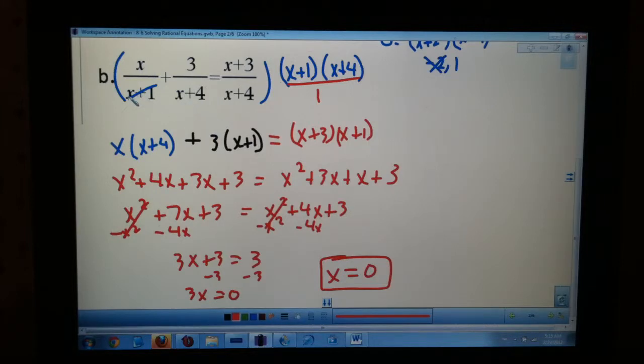Double check it just to be sure it doesn't mess anything up. Let's write it out here: 0 divided by 1 plus 3 divided by 4 equals 3 divided by 4. That's nothing plus 3/4 equals 3/4, and that's true. Okay, so anytime you need a rational equation solved, simply multiply by common denominators and then clean up.